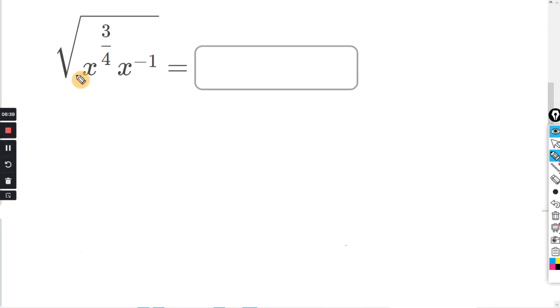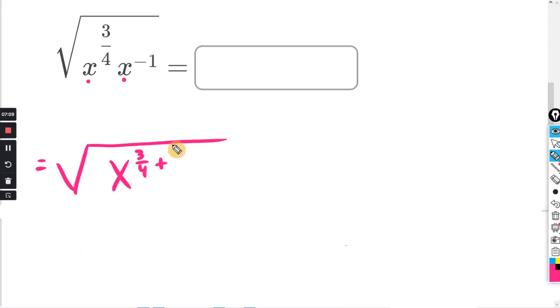All right, last one. So we have a square root here. I say we take care of the part under the square root first. And since these are both x's, the exponents are going to be added. So we have x, and this is 3/4 plus -1. So the exponents on the x are just added. I'll keep the square root for now.